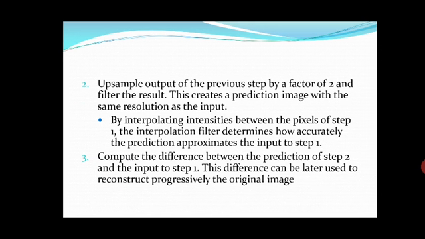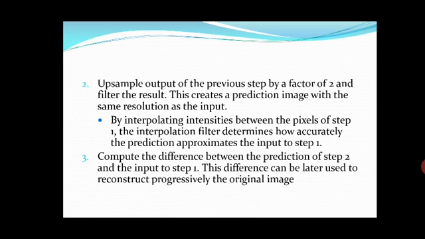In the second step, that is for the upsampling. You take the output of the previous step, upsample it by a factor of 2, and then filter the result. This creates a prediction image with the same resolution as the input. Previously you were going from bottom to top. When you go through upsampling, the image is reconstructed at the output side.